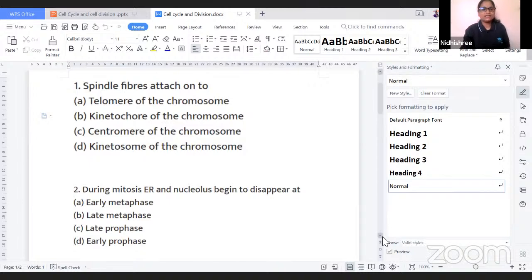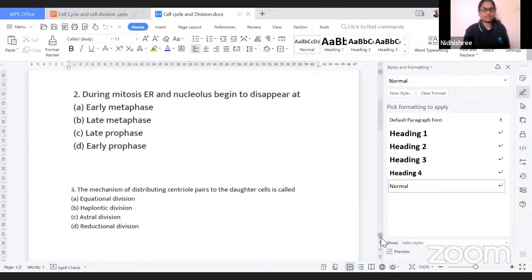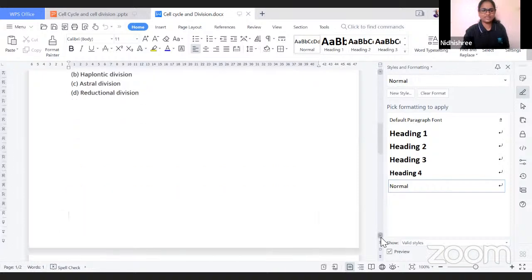Lohit answered it. Next, third question, the mechanism of distributing centriole pairs to the daughter cell is called as equational, haplontic, astral, reductional cell division. 5, 4, 3, 2, 1. Lohit option C, Duty option C. The right and quick answer is given by Lohit, that is option C.